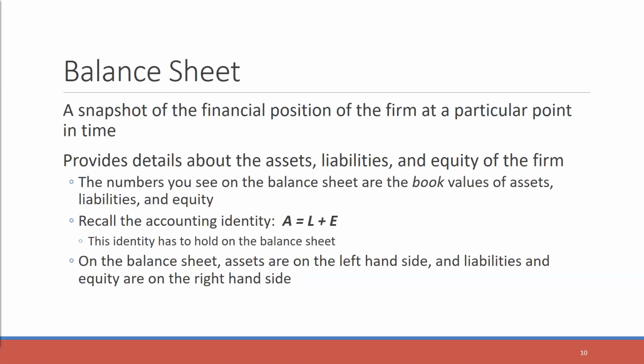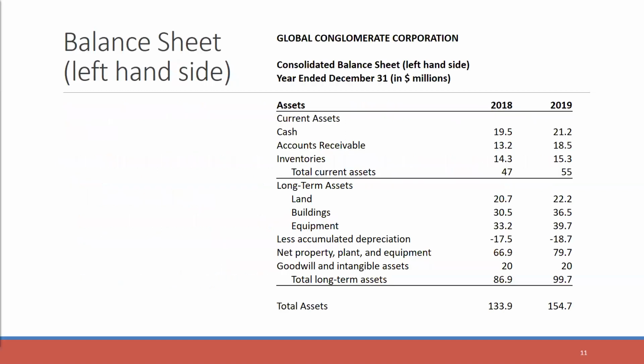And what you'll notice is that typically the balance sheet will be split between assets on the left-hand side and then liabilities and equity on the right-hand side. So this is a balance sheet for our company. What do you observe? In 2018, we had cash totaling 19.5 million. And in 2019, that rose to 21.2 million. You'll also notice accounts receivable and our inventories. Our accounts receivable are essentially IOUs for the stuff that we sold, and our inventory is product that we've produced, but we haven't sold yet.